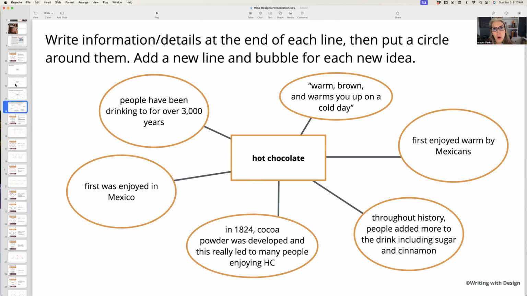It is what we do when we don't want to stare at a blank sheet of paper. We put a topic in the middle, we draw some lines out, and then we just start to put some ideas down. We're not worried about complete sentences. We're certainly not worried about spelling. What we're doing here is just getting our ideas down.